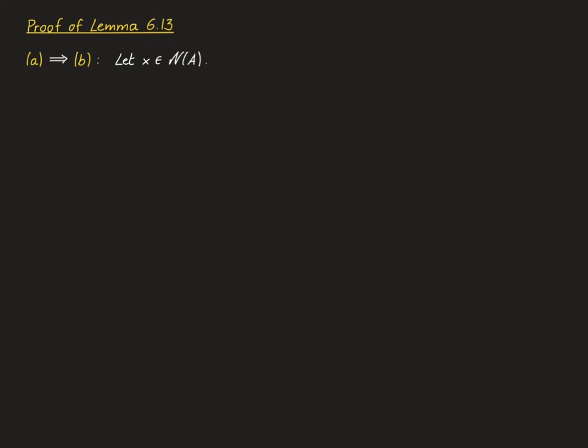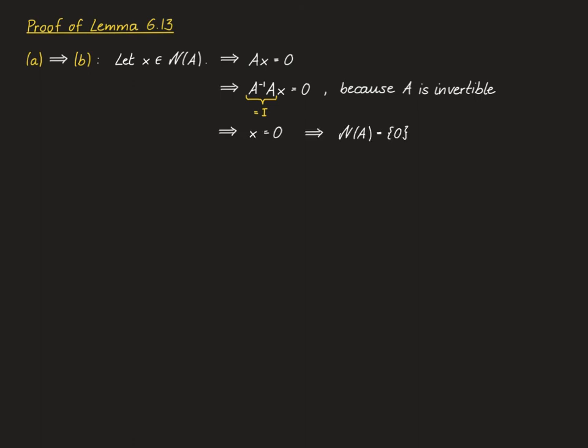First, to show that A implies B, pick any x in the null space of A, which means that A times x equals 0. Now we can multiply this equation by A inverse on both sides, because by the assumption of part A, the matrix A is invertible. A inverse times A, of course, is equal to the identity matrix, hence what we get is that x is equal to 0. The result that any vector x in the null space of A equals 0, of course, implies that the null space of A must be equal to the 0 vector.